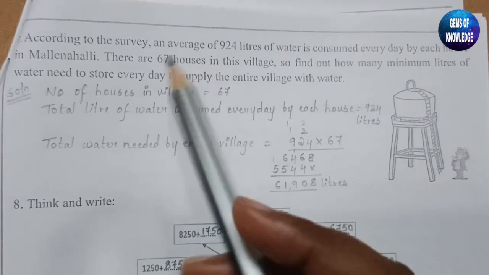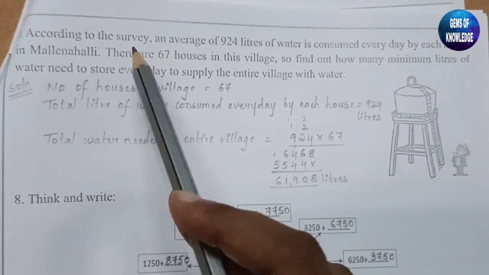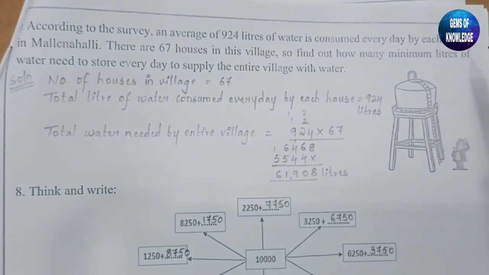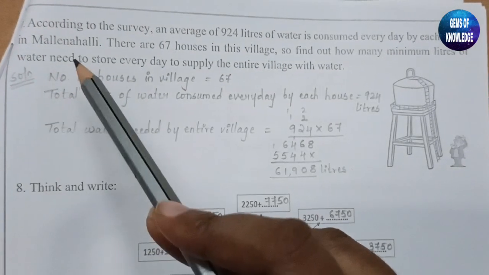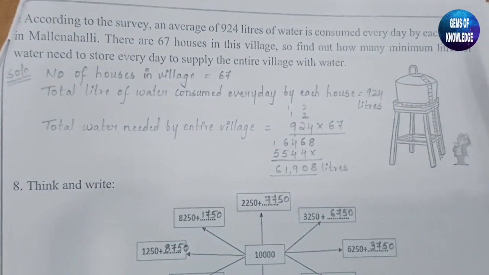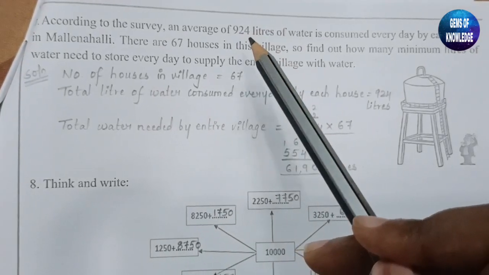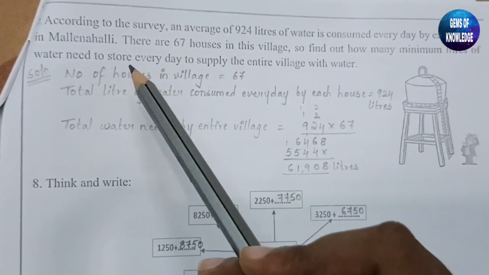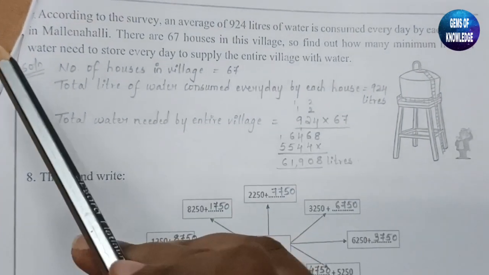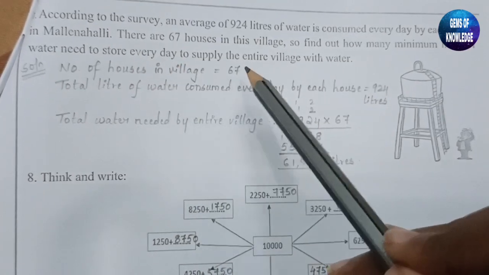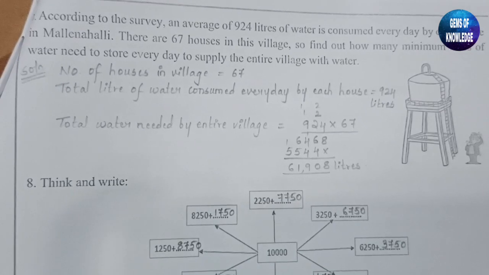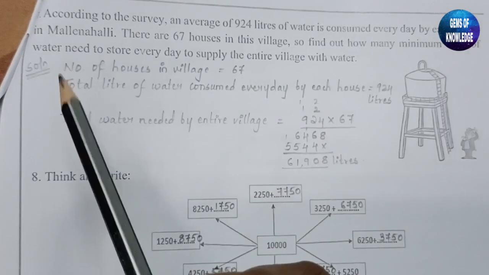Okay, so the next question you can see here is the 7th one. According to the survey, an average of 924 liters of water is consumed every day by each house in Melanahalli. So in one village, each family is consuming 924 liters of water in one day. If there are 67 houses in this village, find out how many minimum liters of water need to be stored every day to supply the entire village with water.